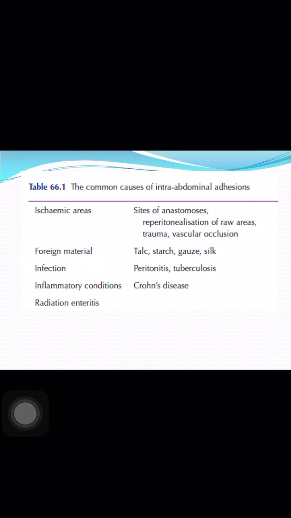The common causes of intra-abdominal adhesions are ischemic area, so site of anastomosis, reperitonealization of the raw area, trauma, vascular occlusion, foreign material. The foreign material that is left inside the abdomen without wash clearance by normal saline, so talc and starch remain, and a piece of the gauze, maybe threads from the gauze, stay in the abdomen, silk.